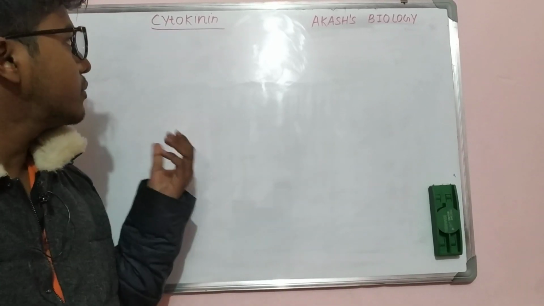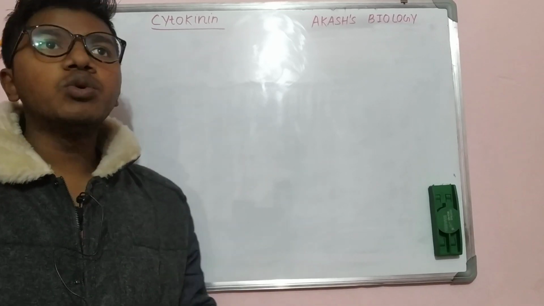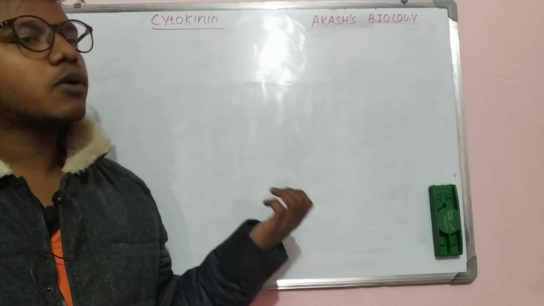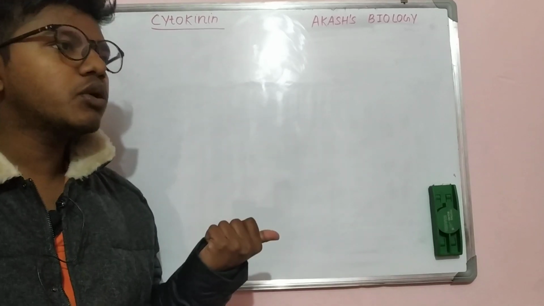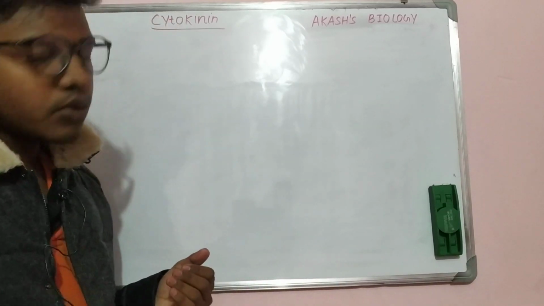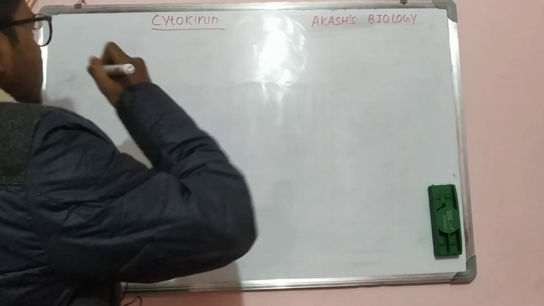So in this particular video, we are dealing with cytokinin, which is a type of growth accelerator hormone. And following the same pattern, first of all, we will be talking about the history of how cytokinin was discovered. So, how was cytokinin discovered?